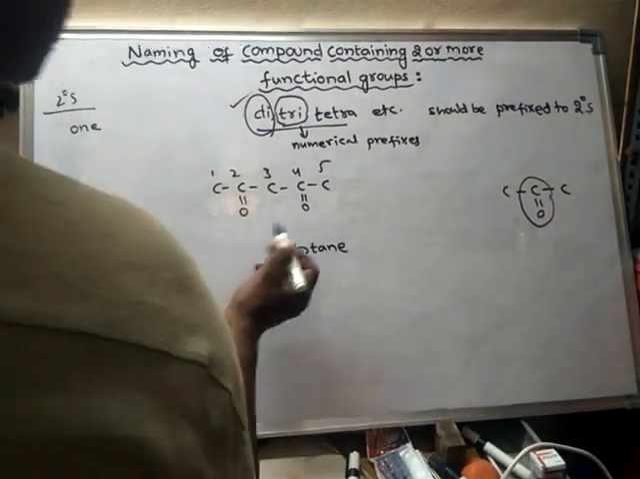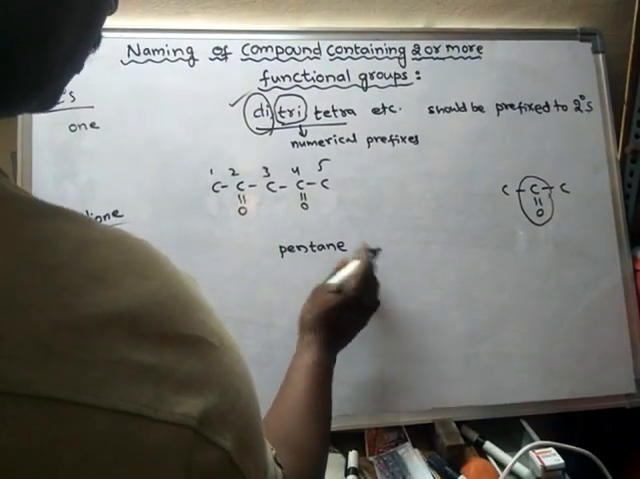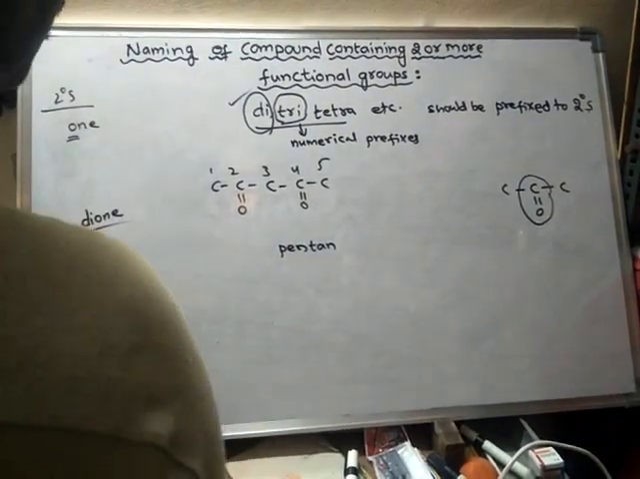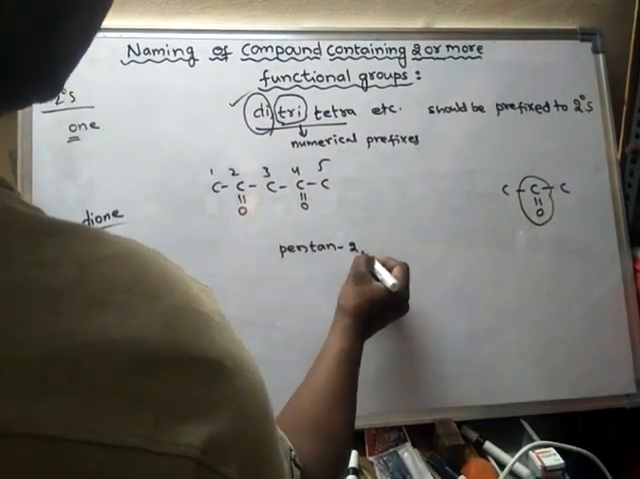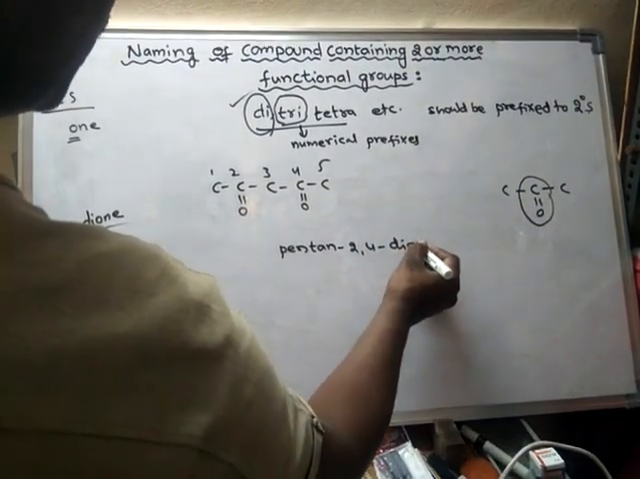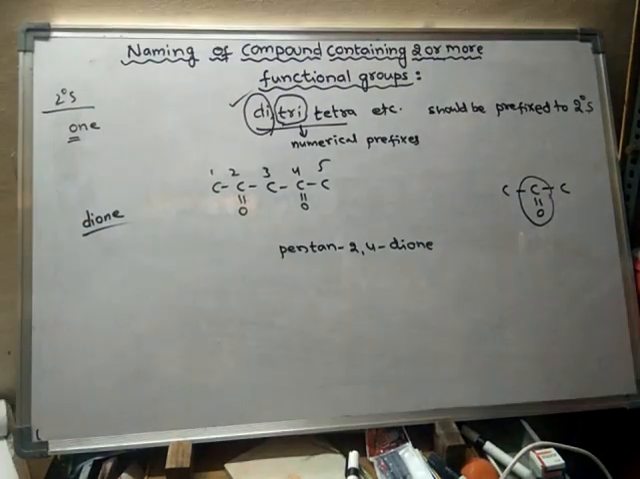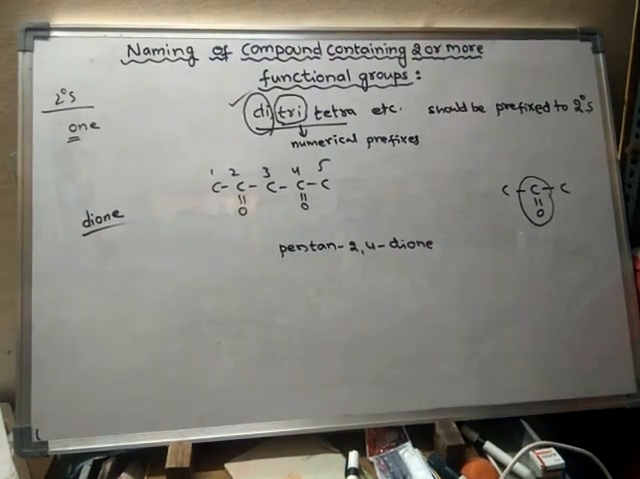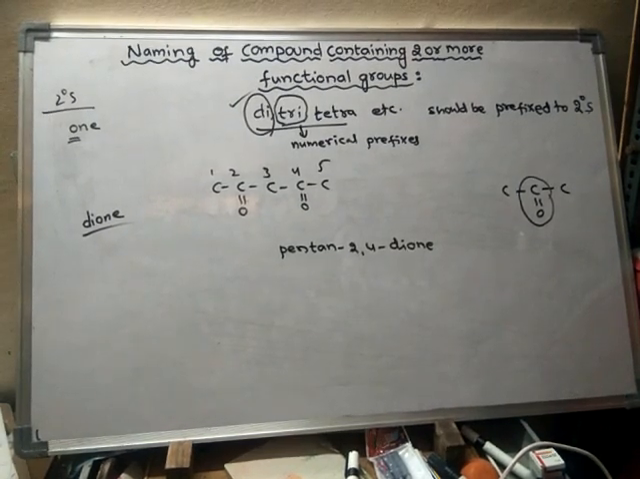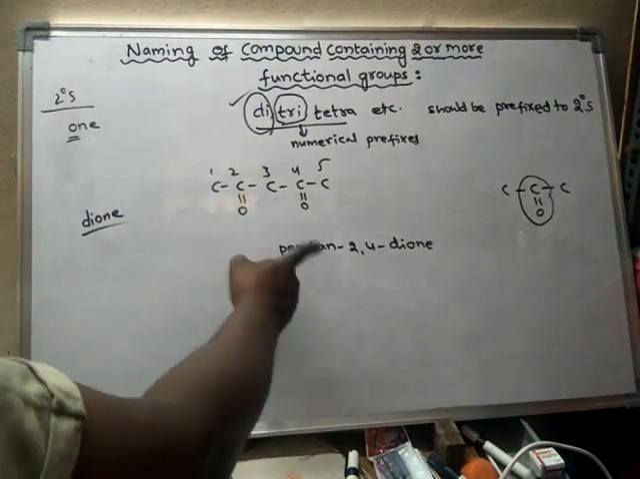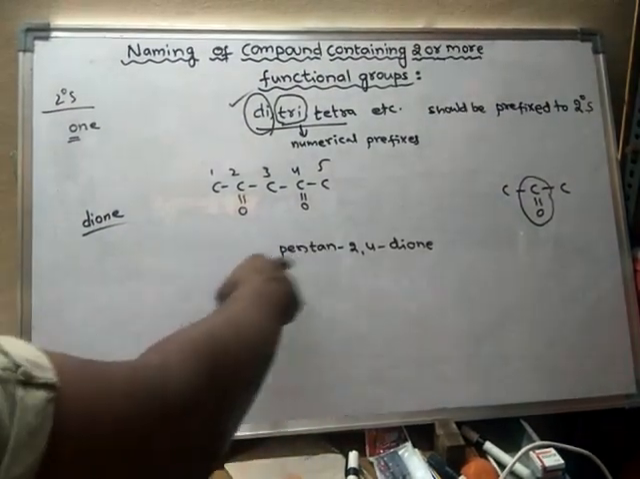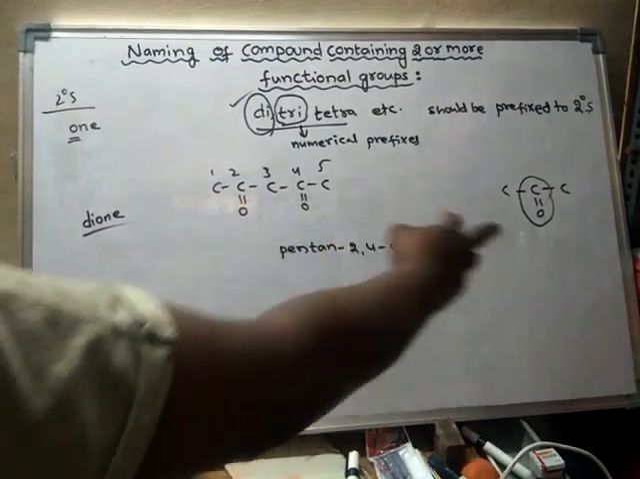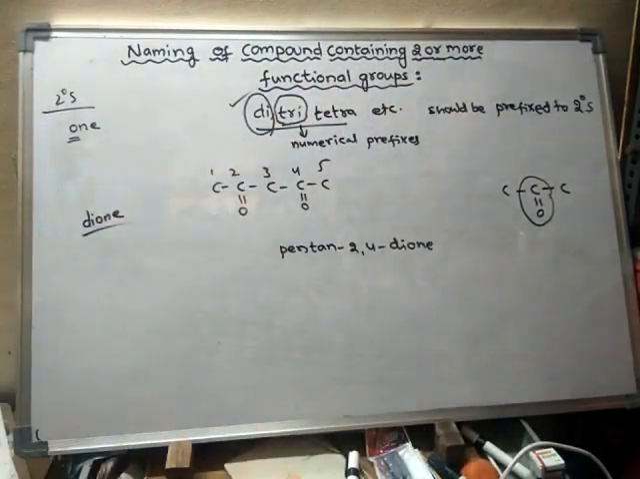On which carbons? Second and fourth carbon. Remove this e, because o is the starting letter of the suffix. So second and fourth, dione. So pentane-2,4-dione is the name of this compound. Like this, if two or three similar groups are present, we have to mention that with di or tri.